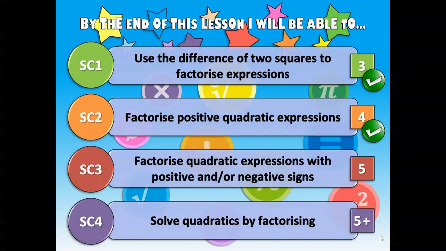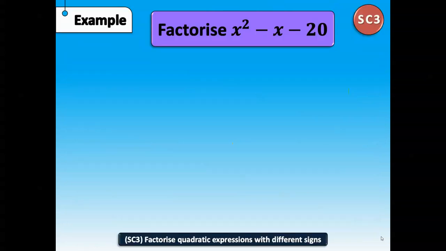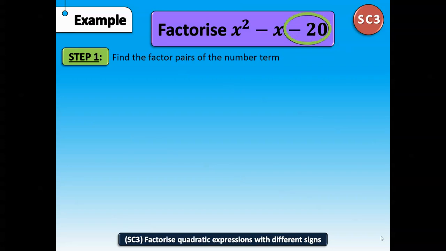So now we're going to move on to number 3, and this is to factorize quadratic expressions with positive and or negative signs. So again, if we want to factorize this into 2 brackets, we look for a pair of numbers that will times together to make minus 20.